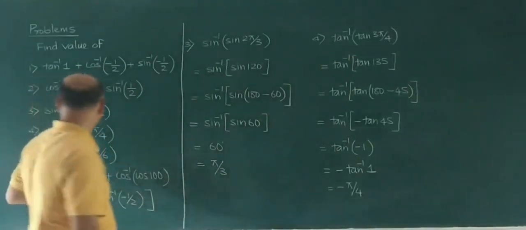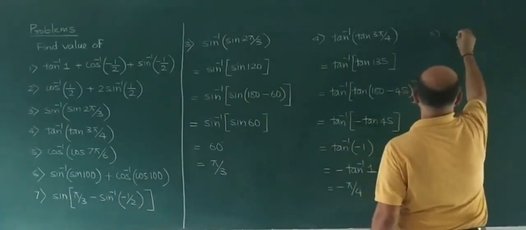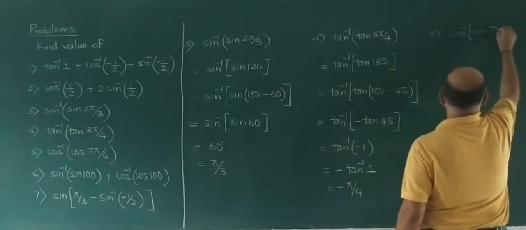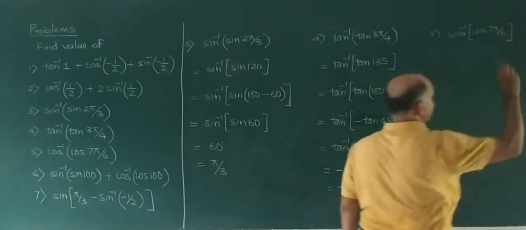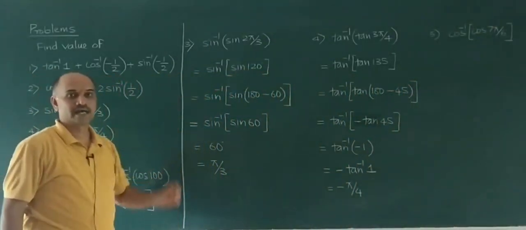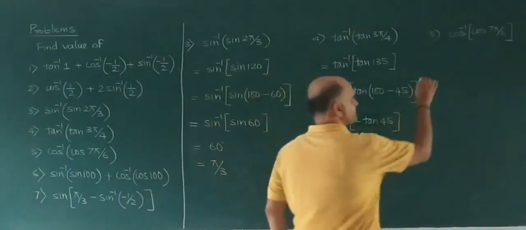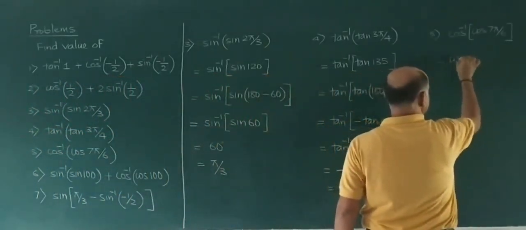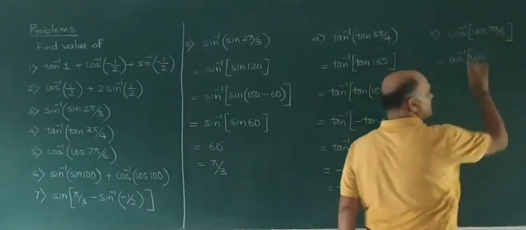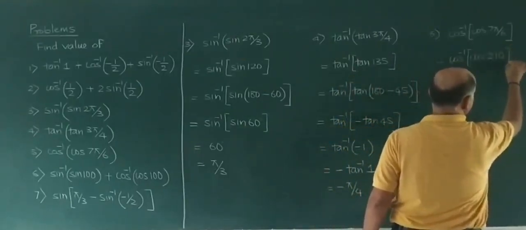So similarly, the fifth one. I will take cos inverse of cos 7 pi by 6. So again, the first step is to convert that angle from radian to degree. Pi by 6 means how much? 30 degree. So 30 into 7 is 210. So this is cos inverse of cos 210.